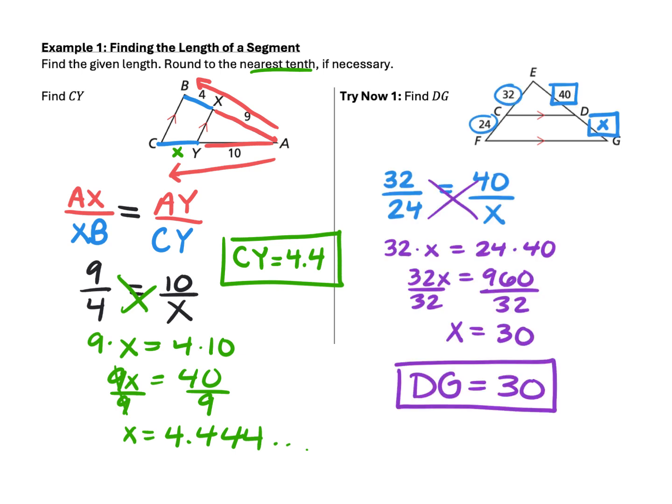All right, here is your solution. 32 over 24, so I'm going this way, is equal to 40 over x. Use the cross product property and you should end up with DG equals 30.